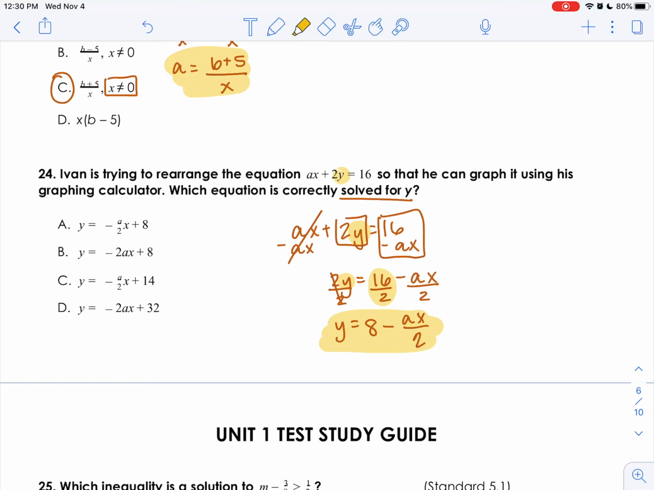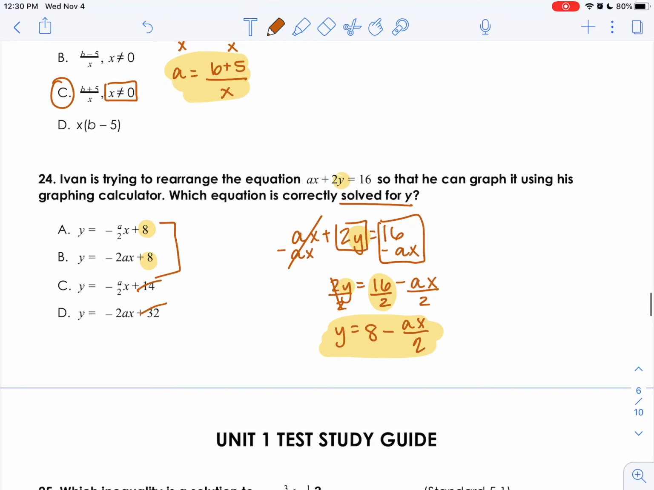So there's nothing that has an 8 out in front, but if I look for my number 8, both of these options have an 8, where these do not. So it has to be A or B. And then I'm looking for ax divided by 2. They don't have that exactly, but they do have a over 2 times x, which is actually the same thing. So the best answer here is A.